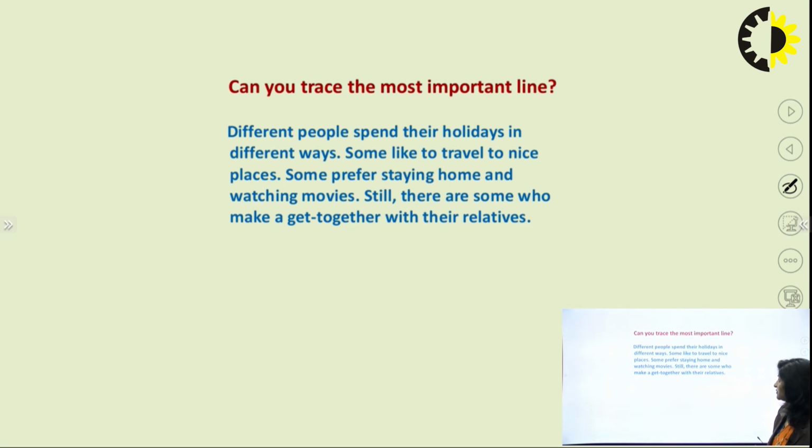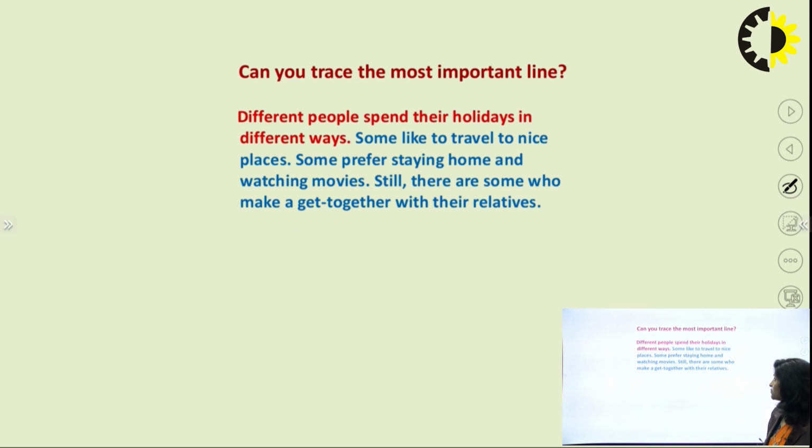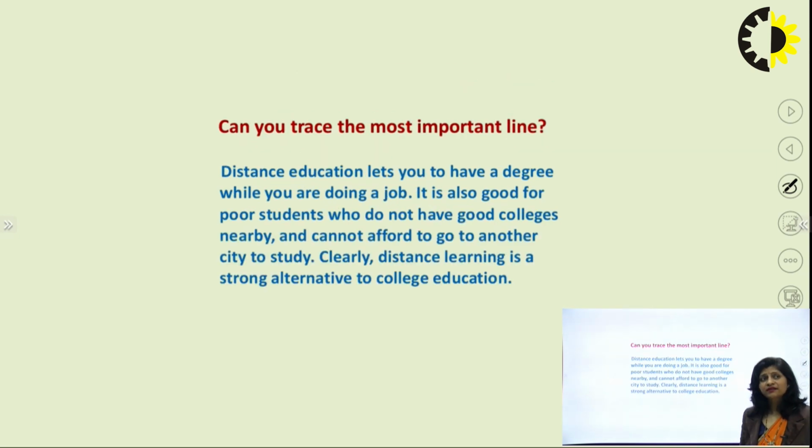If you go through this paragraph, it's easy to trace the most important line, that is how people spend their holidays. The most important line is that different people spend their holidays in different ways, and this I have mentioned in the beginning of this paragraph. Now let's read the next paragraph.